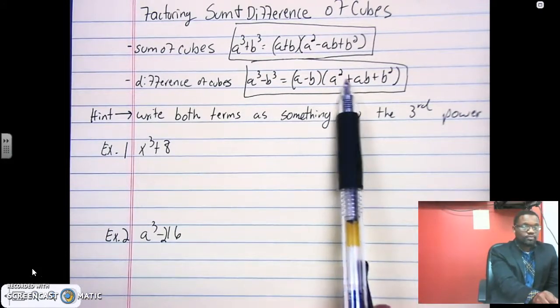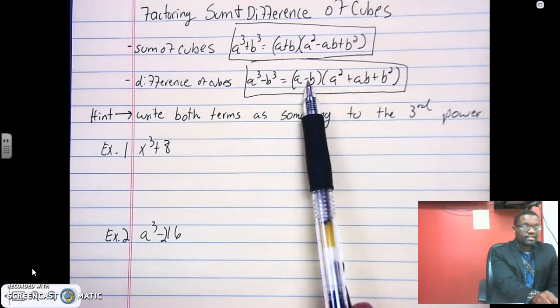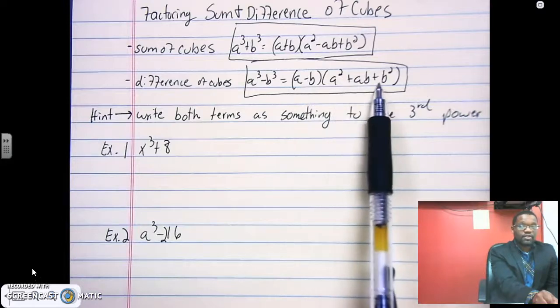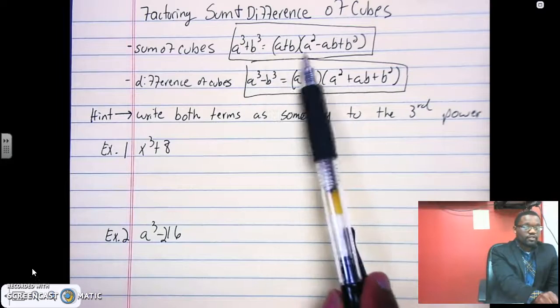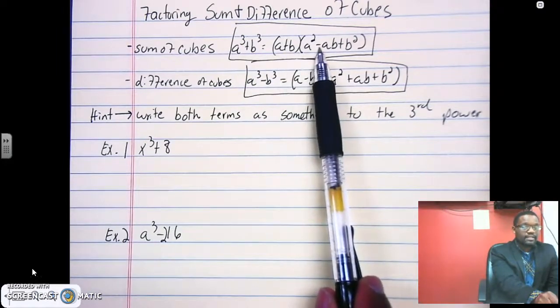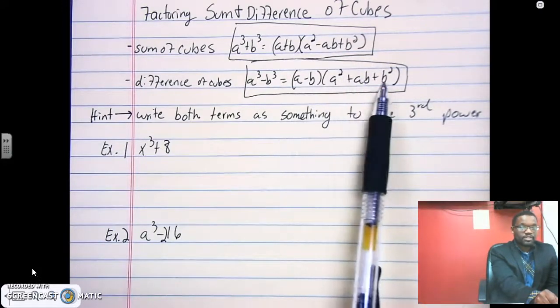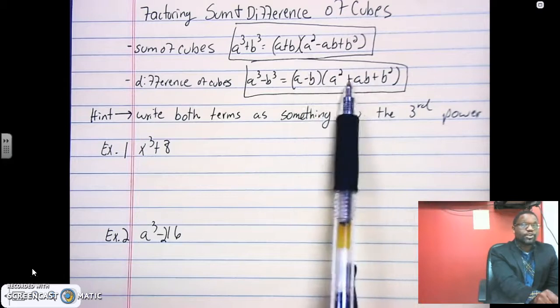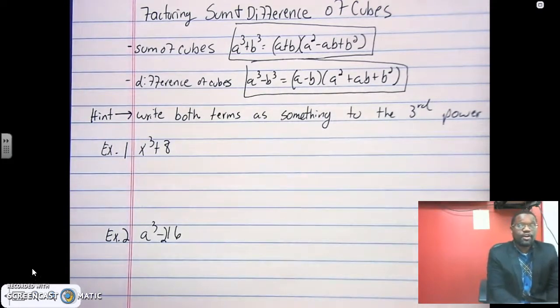Okay? So if it's a minus or a difference, the first sign is a minus and the rest are a plus. If it's a sum of cubes, the first sign is a plus, the second sign is a minus, and then the last sign is a plus. So plus minus plus, minus plus plus. But it's the same thing. Let me show you how to work this, and you'll see that factoring sums and difference of cubes are very simple. Remember, the first rule of all factoring is to look for a greatest common factor.